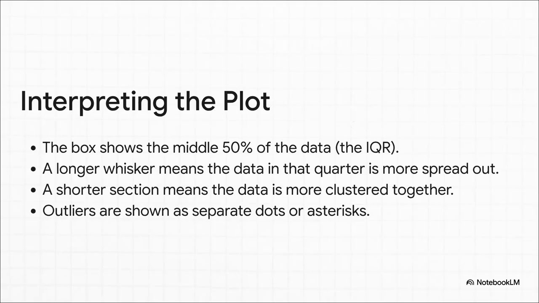So what can we figure out from that? Well, that box in the middle always shows you where that core middle 50% of the scores are. Now, if you see a really long whisker, it means the scores in that 25% chunk are really spread out. On the flip side, a tiny, short section means the scores are all packed in tight. And sometimes you might even see a lonely dot all by itself. We call that an outlier, a value that's way off from everything else.